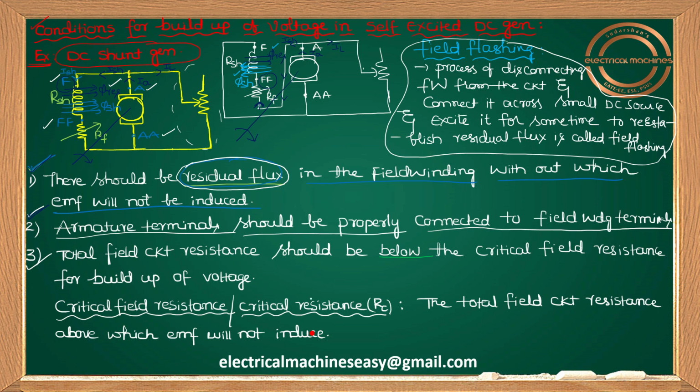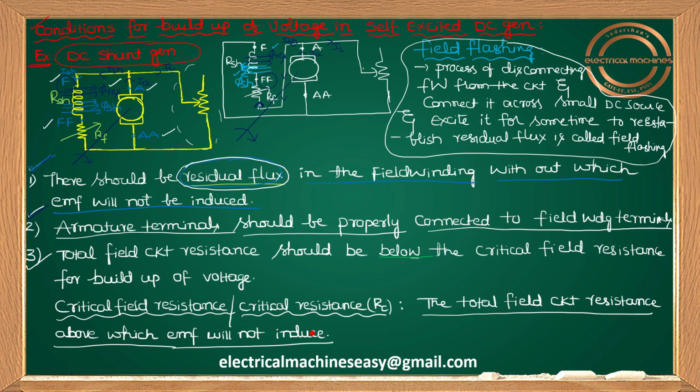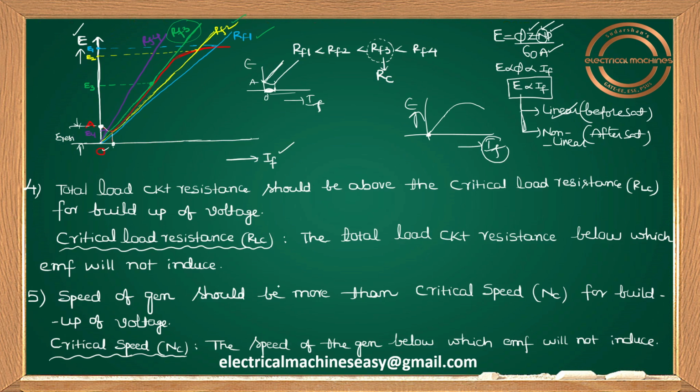Critical field resistance, or critical resistance, means the total field circuit resistance above which EMF will not induce. Very simple. Previously I told below which EMF will induce. So above which EMF will not induce. That's it, no? Okay, very simple definition. So that is about critical field resistance, or sometimes we simply call it critical resistance RC. Okay. Now, let me discuss the fourth point.